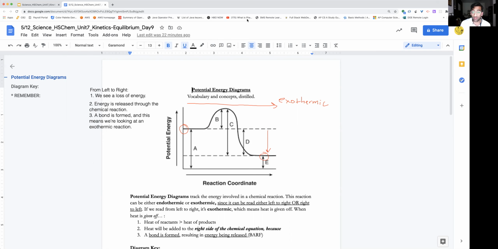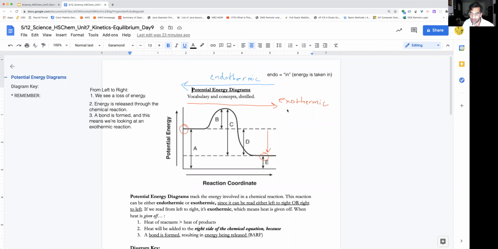Now, if I were reading it from right to left, I'm going to annotate that all in blue, that would mean that a bond is being broken, and so energy is being absorbed. And I know that this is an endothermic reaction. All right, endothermic. Next to that, I'm just going to write in a text box. Endo means in. In other words, energy is taken in.